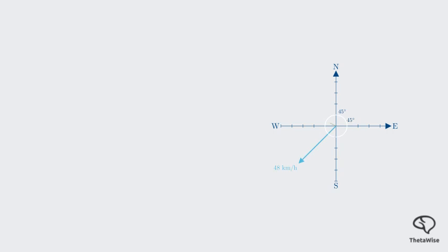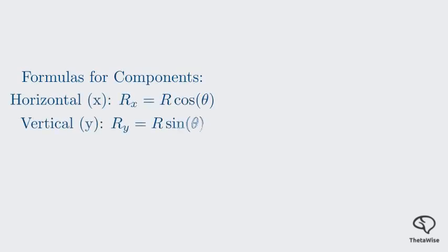Next, we add the current's velocity. The current flows at 8 km per hour, west 26 degrees north. This means the direction is from west towards north at an angle of 26 degrees from the west axis. Now that we have our vectors, let's resolve them into their components. The formula we use for a component is the magnitude of the vector times the cosine of the angle for the horizontal, and magnitude times sine of the angle for the vertical. We must be careful with our angles.